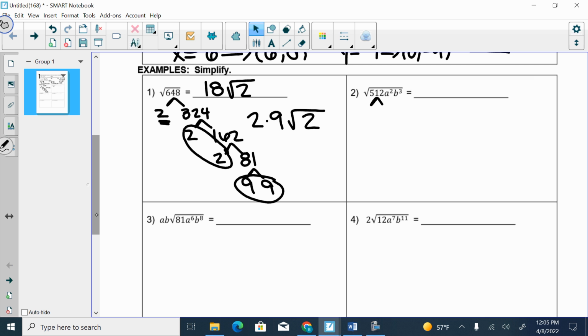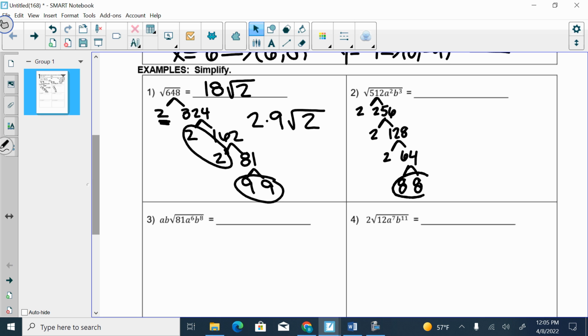It's even, right? 256. Okay, 2 and 256. What about 256? No, 2 and 128, okay. What about 128? 2 and 64. And what about 64? 8 and 8. Good. All right, so now I'm going to start circling pairs.